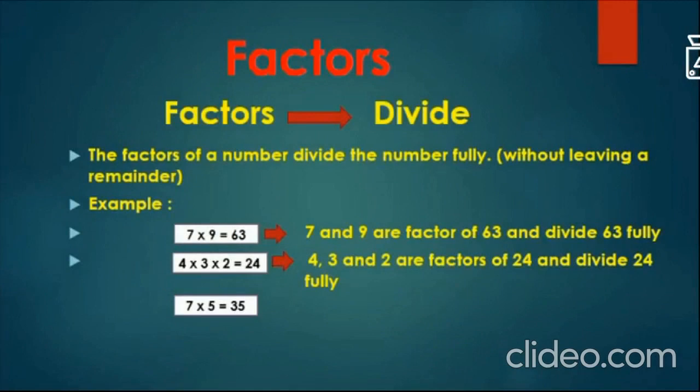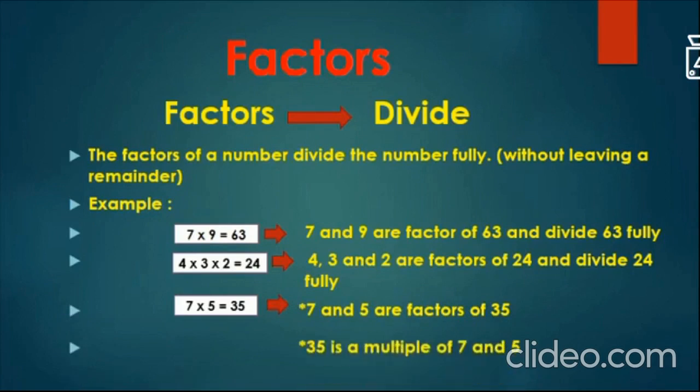Now next example, 7 multiplied by 5 is equal to 35. Here 7 and 5 are factors of 35 because when we divide 35 by 7, remainder is 0 and quotient is 5. And when we divide 35 by 5, you will get quotient 7 and remainder 0. So 35 is a multiple of 7 and 5 because it is the product of multiplication of 7 and 5. So 35 is a multiple of 7 and 5, and 7 and 5 are the factors of 35.